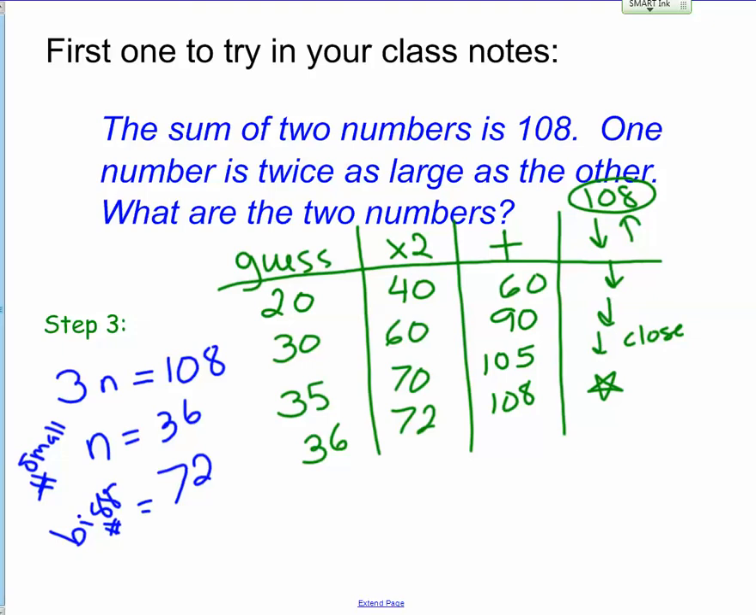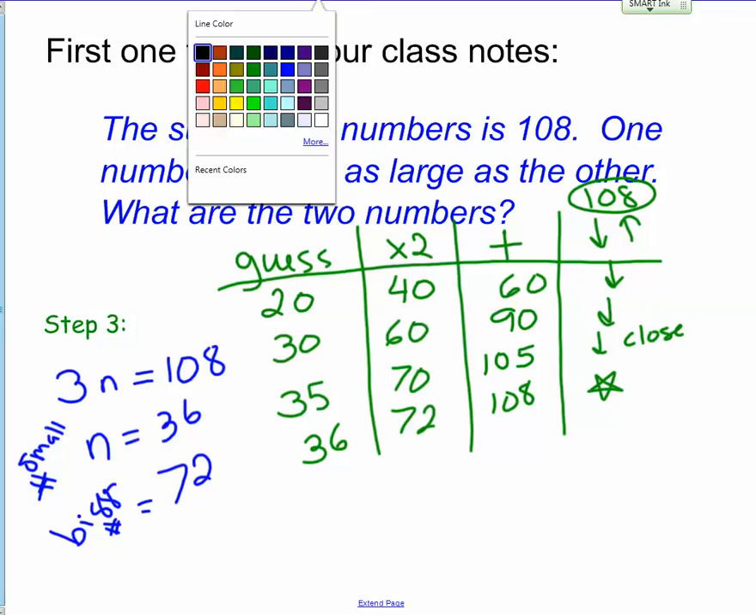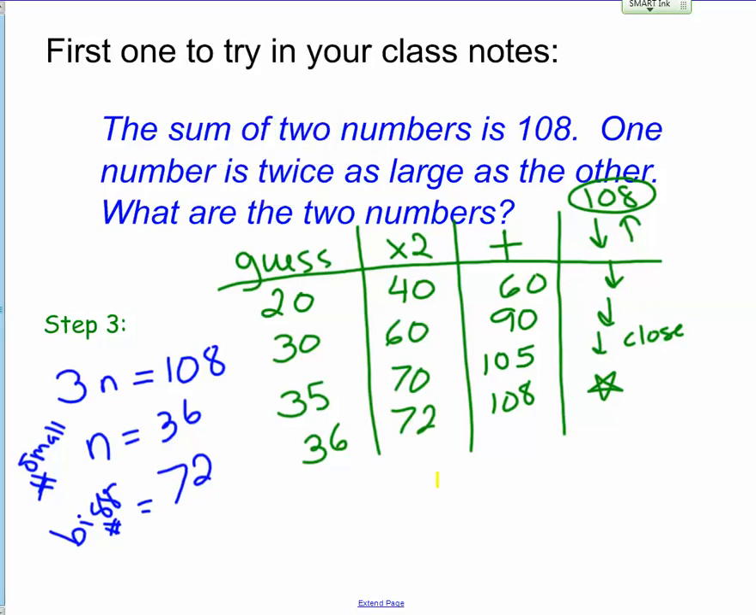Okay, another way to do this problem is I showed you, I said let's represent the problem with a toothpick. So I had a toothpick and we just represented the problem with a toothpick. So if this is the small number, let me get a pen here. Okay, this is the small number.